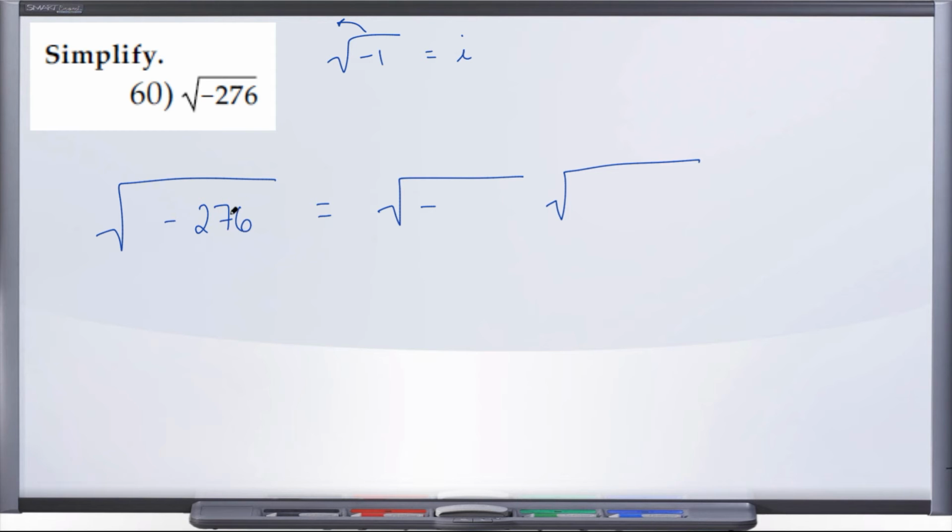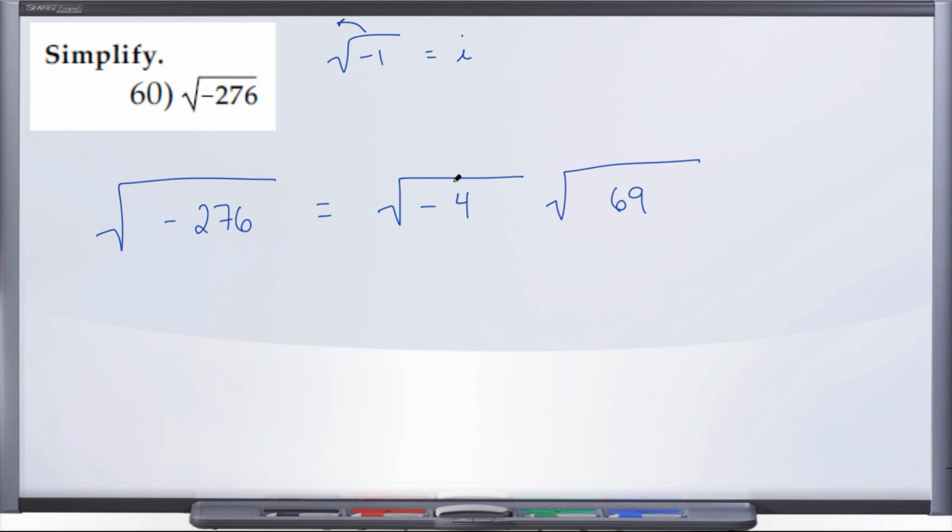And now let's see what we can do about this 276. We know 276 is not a perfect square, but what is the largest perfect square that we can multiply by some other number to get 276? And it might surprise you, but 276 is a larger number than we might be used to dealing with. But the largest perfect square that we can multiply by some other number is 4 and 69.